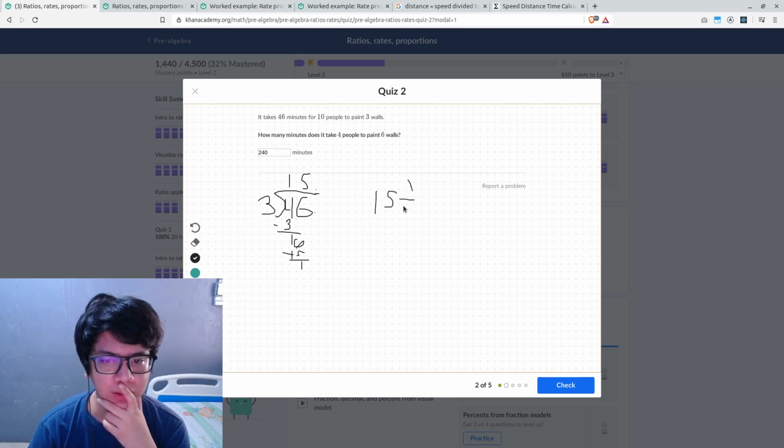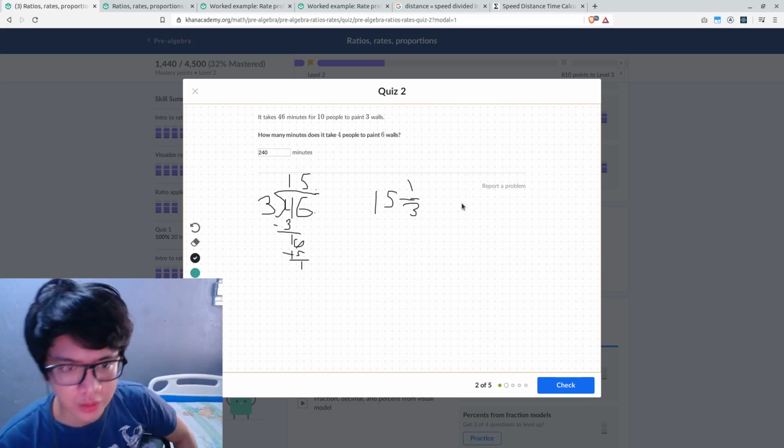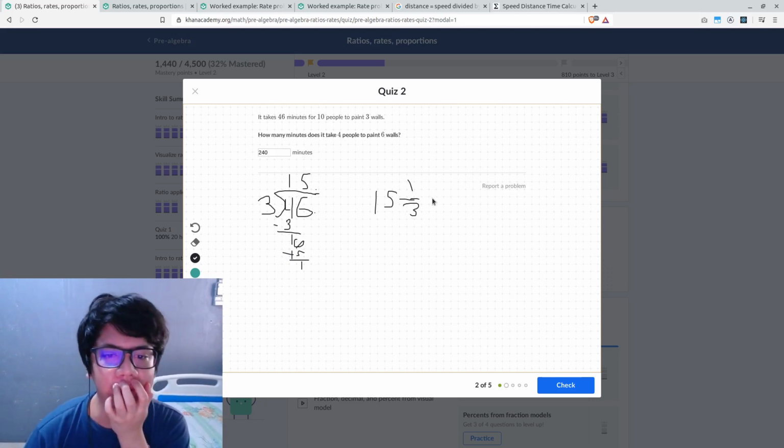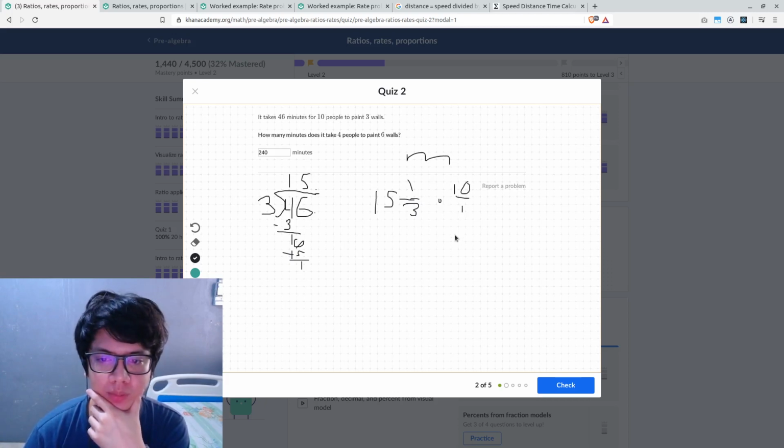Say 15 1/3. Then of course there's 50. Then for 10 people. Okay. So we have 15 minutes to finish per one wall. Okay, 10 people, one wall, 15 minutes. Then if you multiply it by 10, then it's going to be per person.